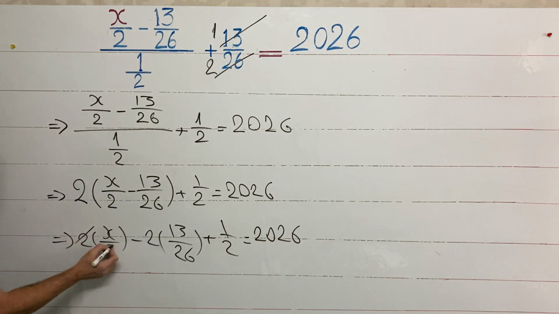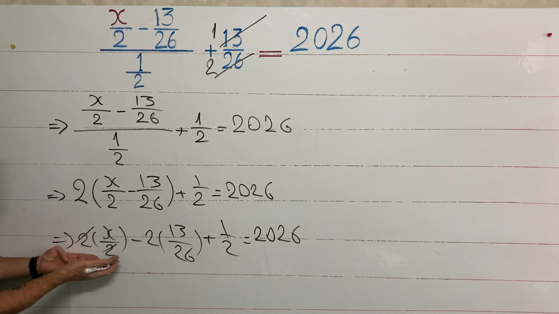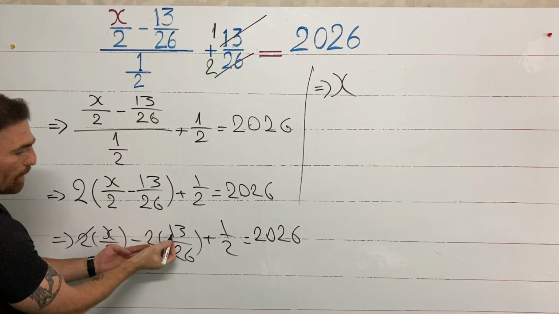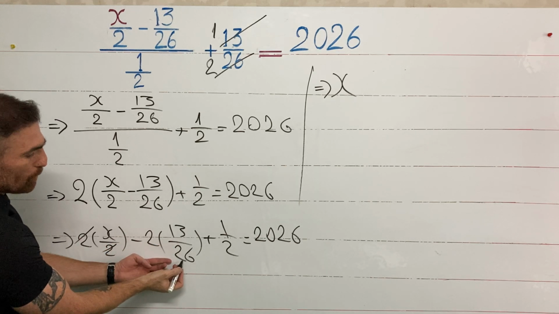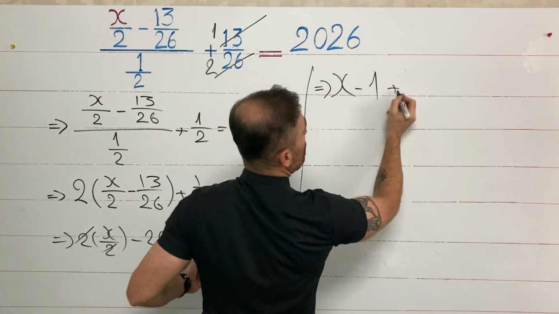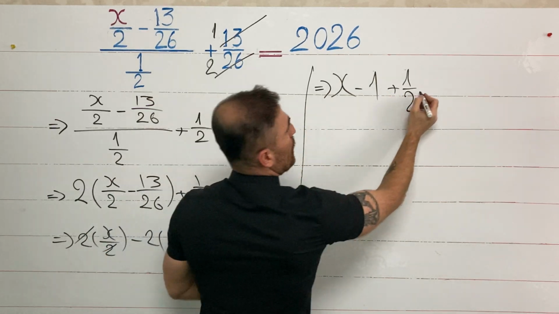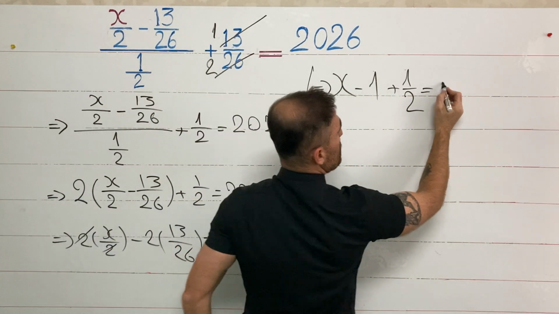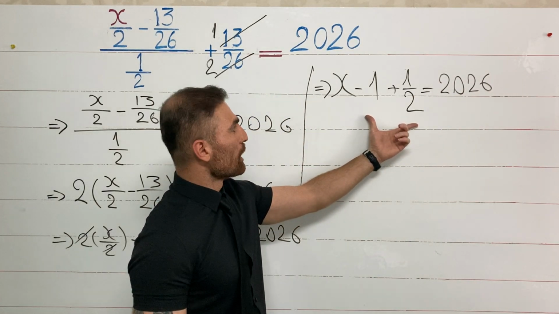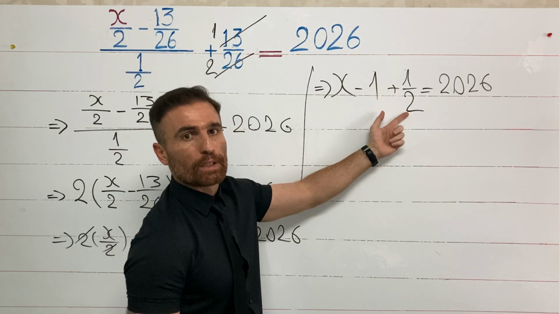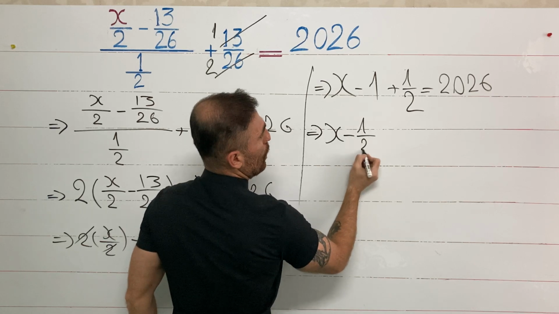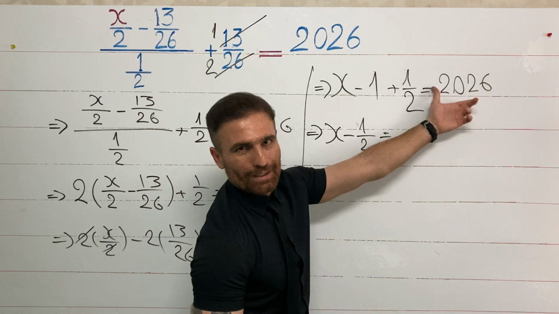26. 2 on top, 2 bottom can be cancelled off. So first step is going to be x, I write it here, x. This 2 times 13, 26, divided by 26 is 1, minus 1, plus this 1 over 2, left hand side, equals right hand side, 26. Now, in this moment, combine these two numbers together. Negative 1 plus 1 over 2 is negative 1 over 2. I write here x minus 1 over 2 equals 26.